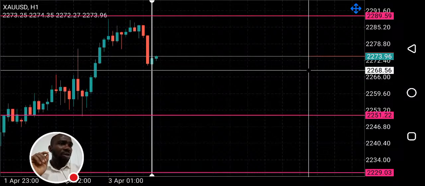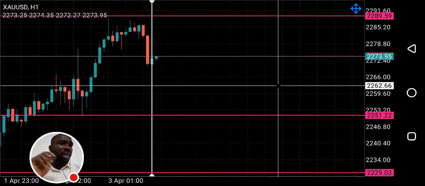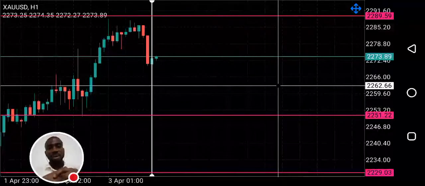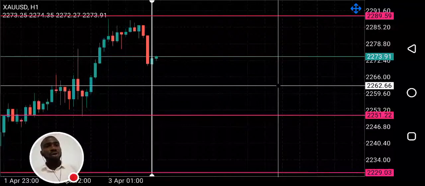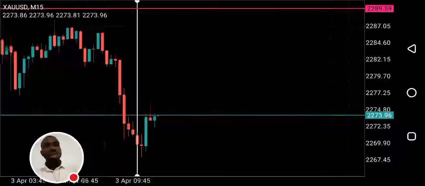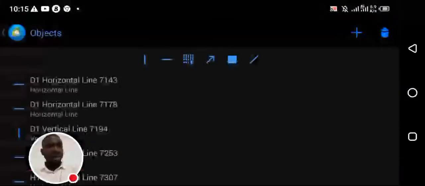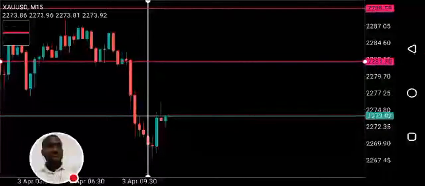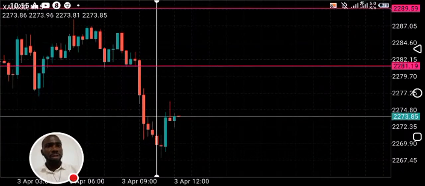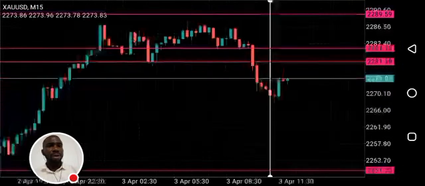And if you are setting your stop loss, you set your stop loss at 2289. That's about 160 pips. That risk is too high. So you want to wait for price to pull back to fill a fair value gap. Let's go to 15 minutes. So on 15 minutes, there is a fair value gap here. So you should wait for price to fill this gap before you sell. Okay? Wait for price to fill that gap before you sell.